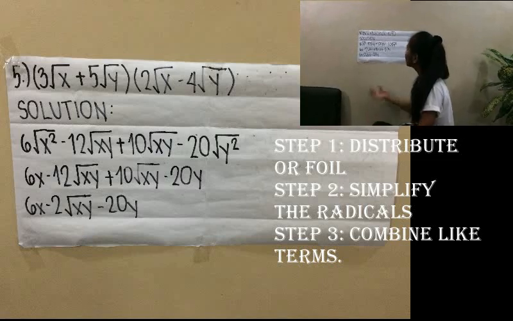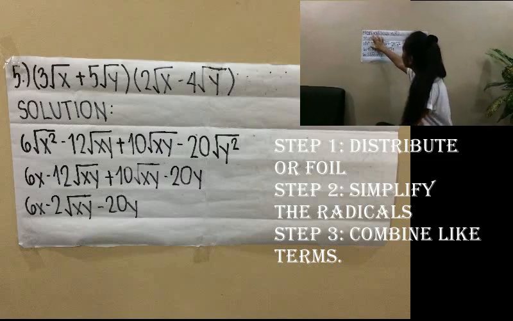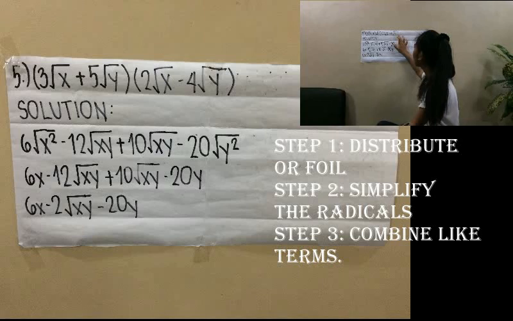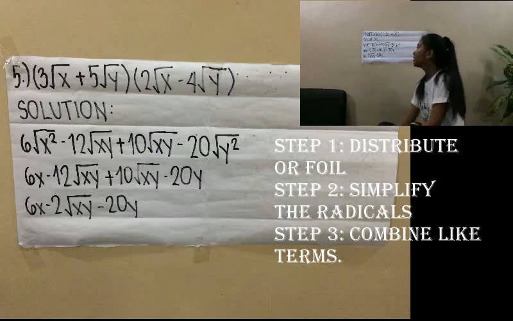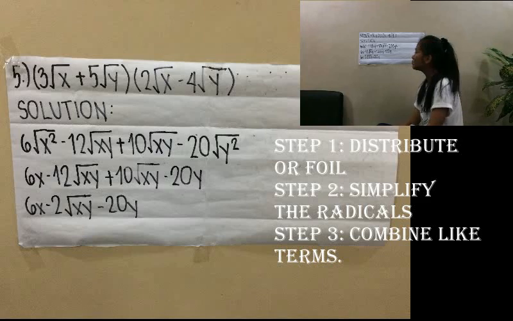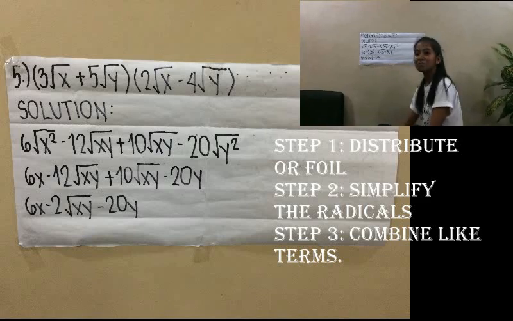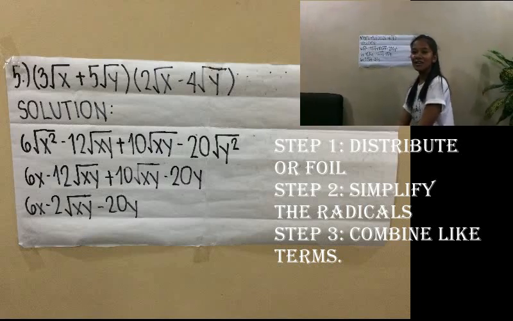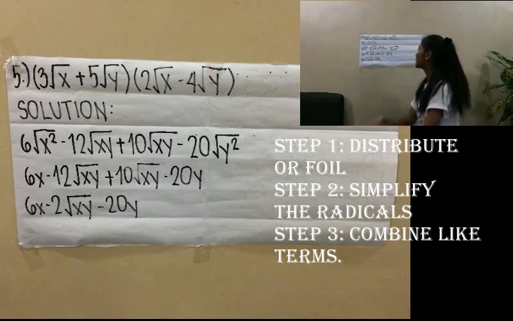Number 5. The given is 3 the square root of x plus 5 square root of y multiplied by 2 the square root of x minus 4 square root of y. Step 1. Distribute to remove the parentheses. Step 2. Simplify the radicals. Step 3. Combine like terms. Remember that in order to add or subtract radicals, the radicals must be exactly the same.